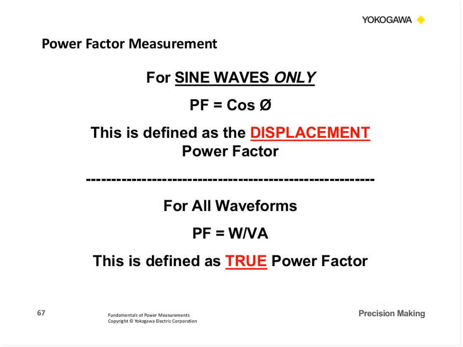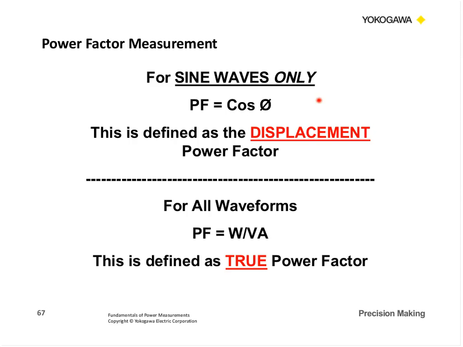So for a sine wave, where we can get the zero crossing to get that angle time delay, for a sine wave only, power factor is the cosine of theta, or the cosine of the angle between voltage and current. This is defined as displacement power factor. If you work in power utilities, this is, of course, what you use, because you don't have distorted waveforms. You're generating good, clean sine waves, and we can take that cosine of theta.